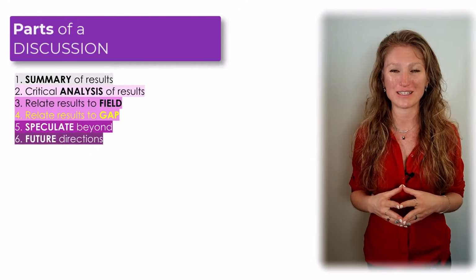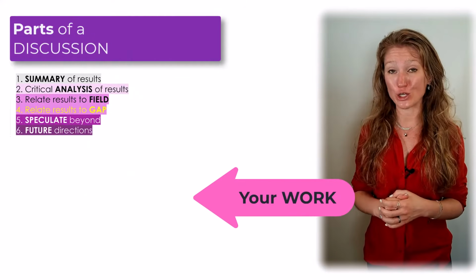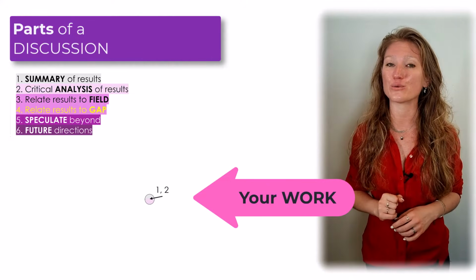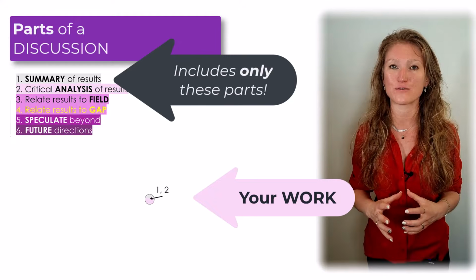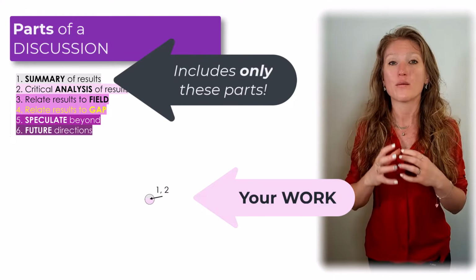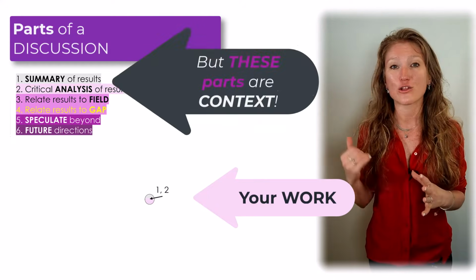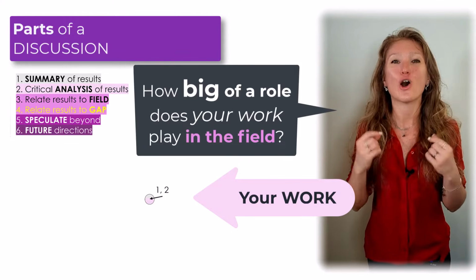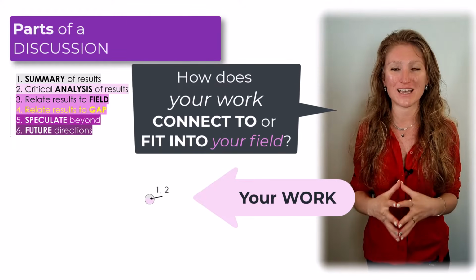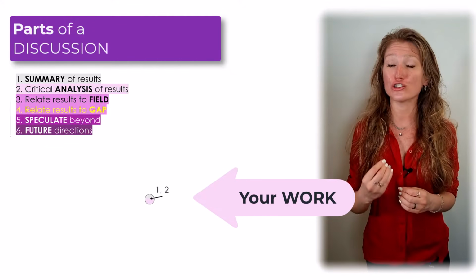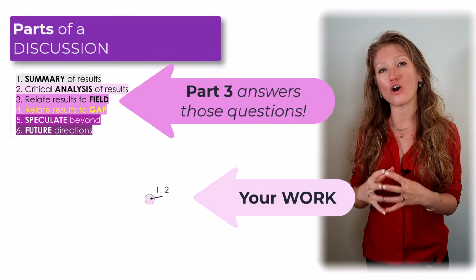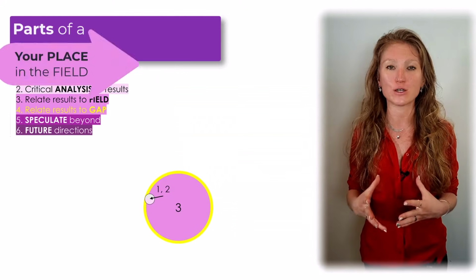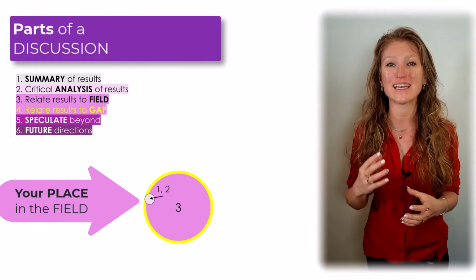showing maybe how they all fit together. So let's imagine that the work that you did in this study is this gray dot here. This is going to include your summary of your results as well as the critical analysis of those results, where you interpret them for your reader. But the problem is, without any context, the reader has no idea how big of a role your paper plays in your field or how your work connects to or fits into your field. So it is our job to show our reader where our little circle of work fits into the greater circle of our field. What does your work touch on in that field?